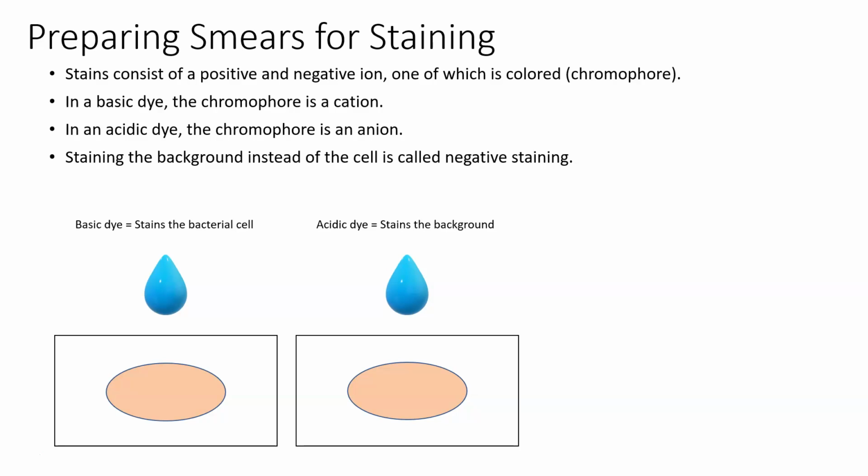So in order for us to understand staining, understand why certain cells stain a certain color, or even what stain to use in order to differentiate one bacteria structure from another, we need to have a working knowledge of what stains are. Stains consist of a positive and negative ion. Based on whether it's a basic dye or an acidic dye, it depends on which ion, positive or negative, is going to be colored, and we call that the chromophore. Chromo, obviously, is a prefix that means color.